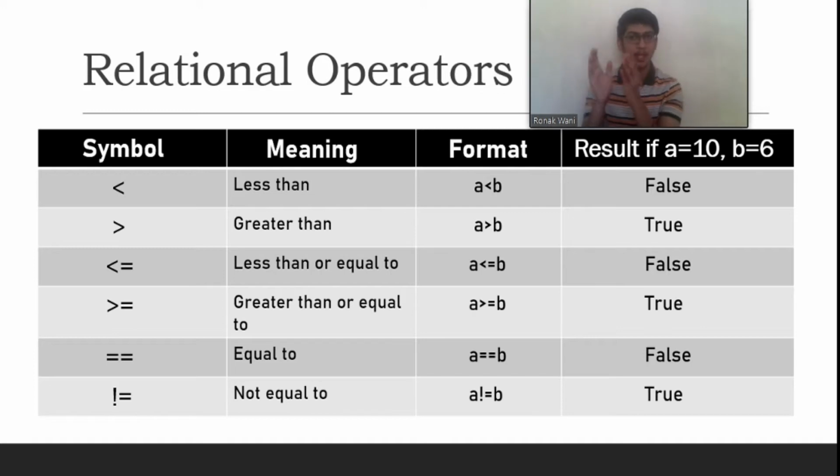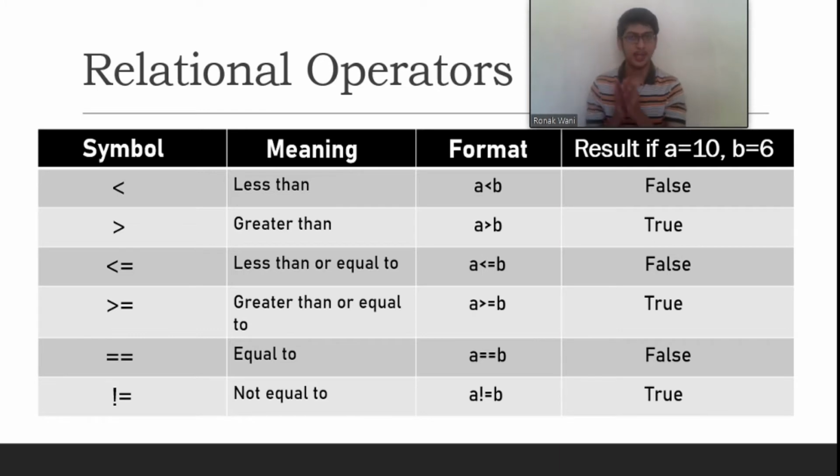So let us start. Less than operator. So less than operator is used to find whether the value of variable 1 is less than the variable 2. In this case, since the variable 1 is A and variable 2 is B, since A is not less than B, hence the result is false. Greater than operator. Greater than operator similarly is used to find whether the variable 1 has a greater value than variable 2. In this case, since A is equal to 10 and B is equal to 6, and since 10 is greater than 6, hence the output is true.